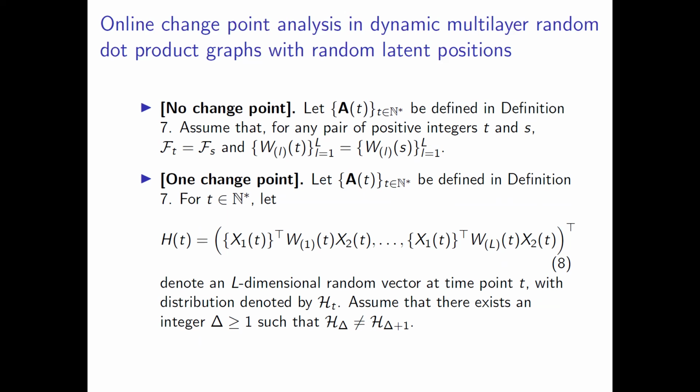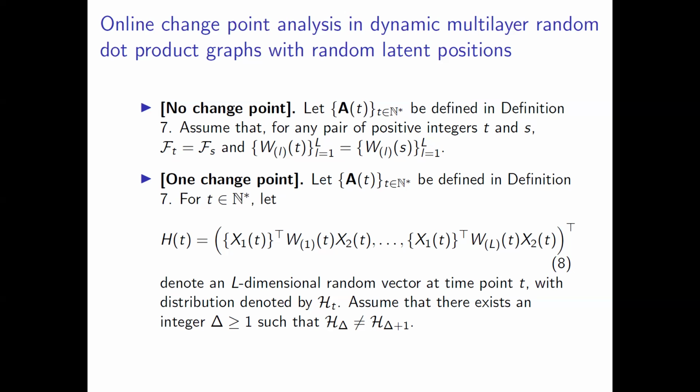In the one change point case, we define what it means to have a change. What it means to have a change is the following. We look at the probability that node 1 and node 2 are connected in the first layer, conditioning on the latent positions at time 1. Conditioning on the latent positions at time 1, this probability is a random variable.